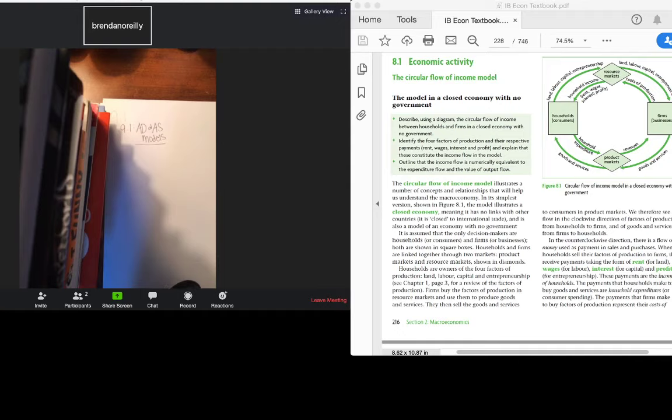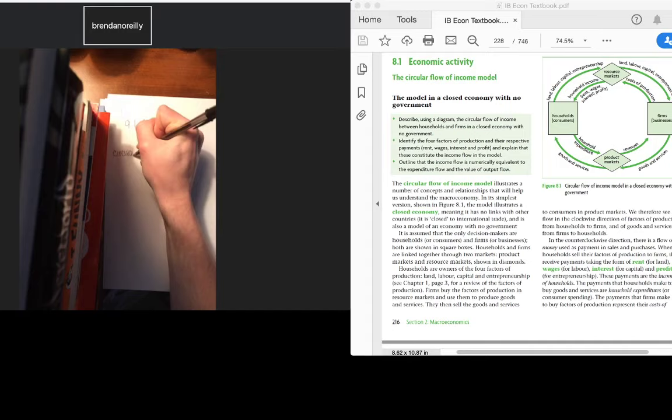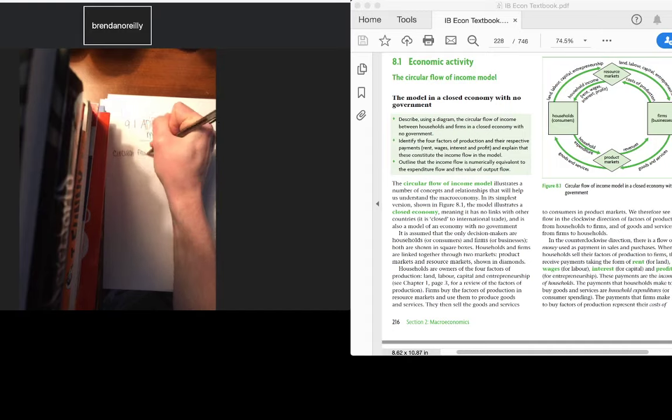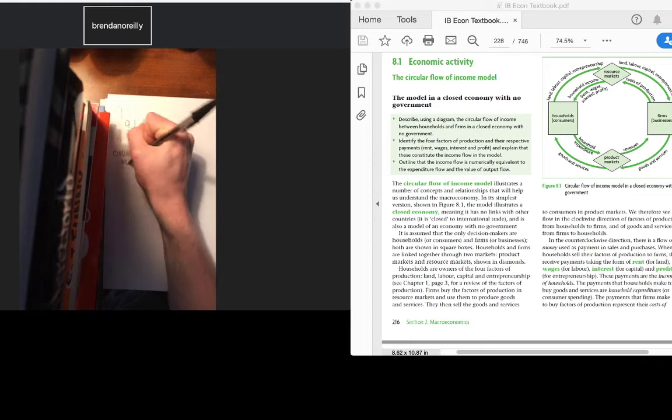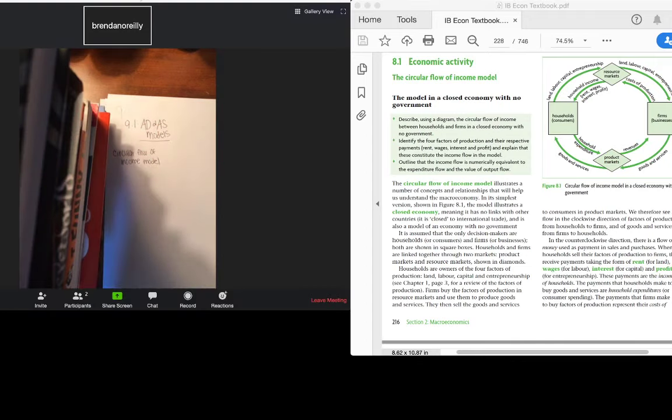In terms of macroeconomics, there's a model that a lot of economists use, and it's called the circular flow of income model. Basically, what it does is show what goes into an economy in terms of resource markets and product markets, and also what comes out of an economy and what can be injected within an economy.